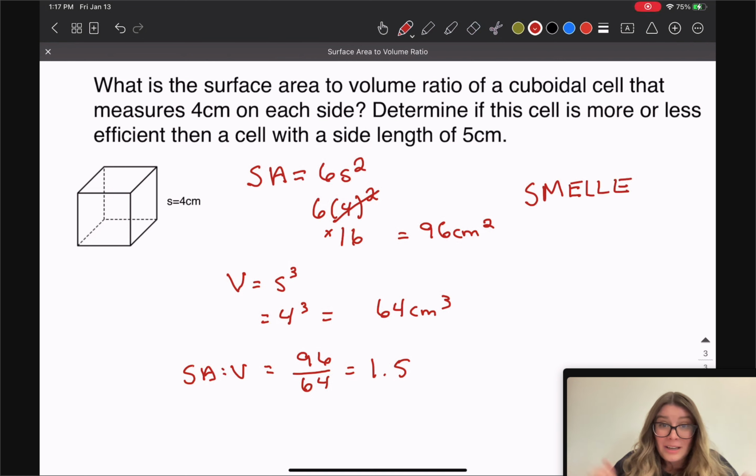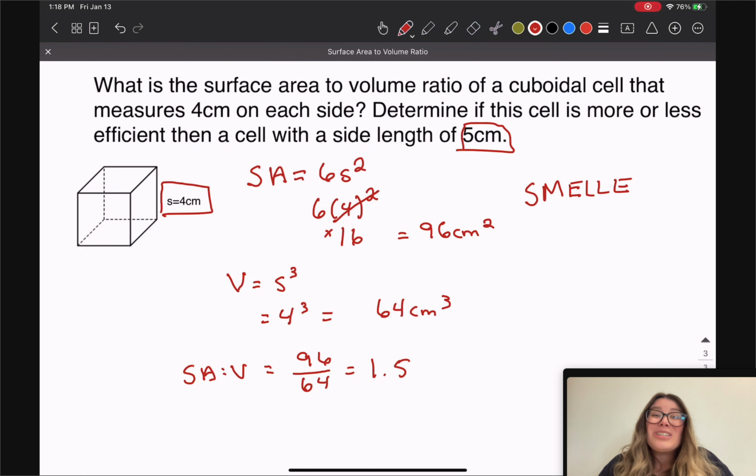We don't have to do any extra work. Smaller cells are more efficient. Larger cells are less efficient. So if we want to figure out which is more efficient, it's the smaller cell. So our 4 centimeter cell is smaller than the 5 centimeter cell. Our 4 centimeter cell is smaller. It's going to be more efficient.